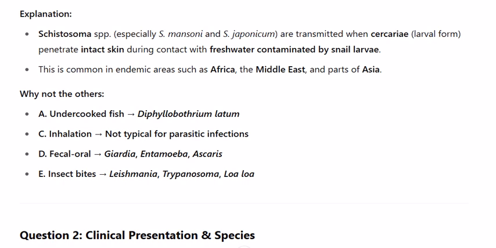Why not the others? A. Undercooked fish: Diphyllobothrium latum. C. Inhalation: not typical for parasitic infections. D. Fecal-oral: Giardia, Entamoeba, Ascaris. E. Insect bites: Leishmania, Trypanosoma, Loa loa.